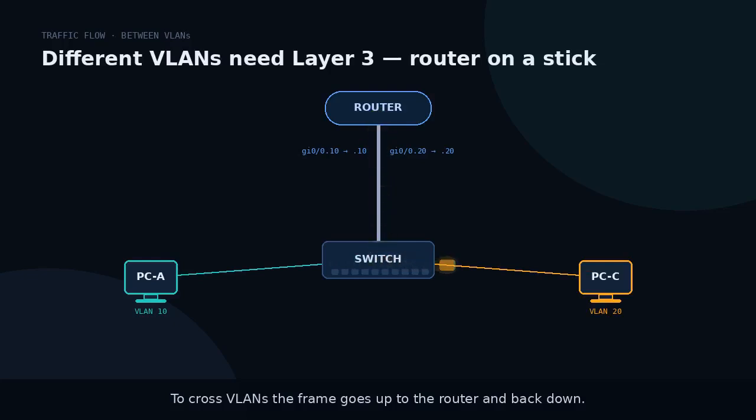In this classic setup, called router on a stick, the frame travels up the trunk to the router. The router has a subinterface for each VLAN, one for 10, one for 20, each with its own gateway address. It receives the frame on the VLAN 10 subinterface, routes it, and sends it back down tagged for VLAN 20, where it finally reaches PC C. Different VLANs always need a router or layer 3 switch to talk.